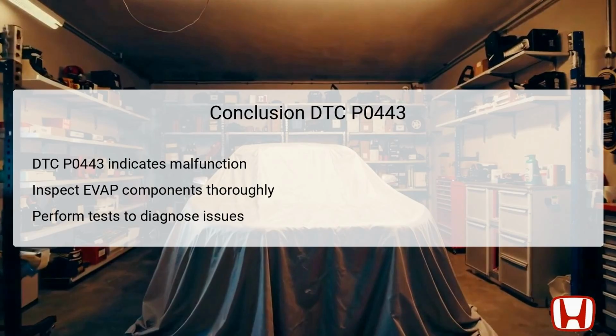In summary, DTC P0443 points to a malfunction within the EVAP canister purge valve circuit that can lead to increased emissions and potential engine performance issues. Thorough inspections of the EVAP system and associated components are vital for diagnosing and resolving this code. Techniques such as measuring resistance, voltage checks, and evaluating the PCM functionality are necessary steps in this process.